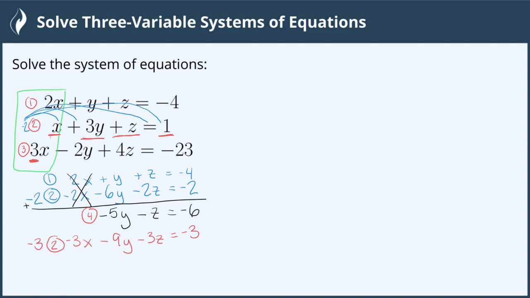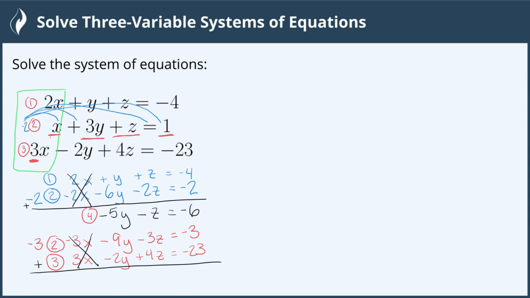Now the next thing we're going to do is just take equation number 3 as it is. We don't need to change anything because those coefficients will now match. 3x minus 2y plus 4z equals negative 23. And we will add these together using the addition or elimination method. Negative 3x plus 3x cancels, so we have accomplished our goal of getting rid of the x yet again.